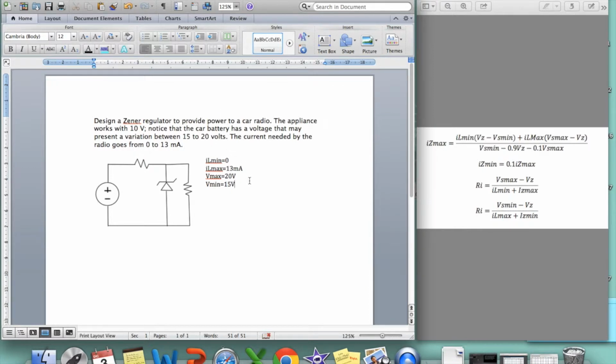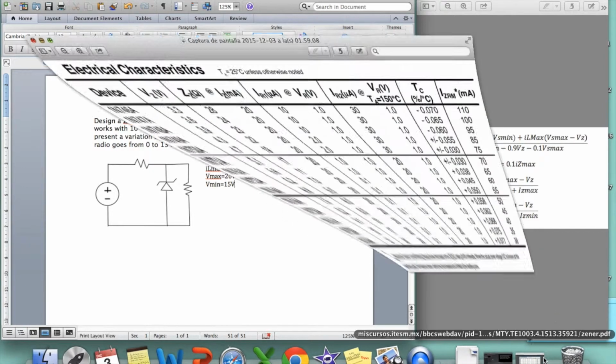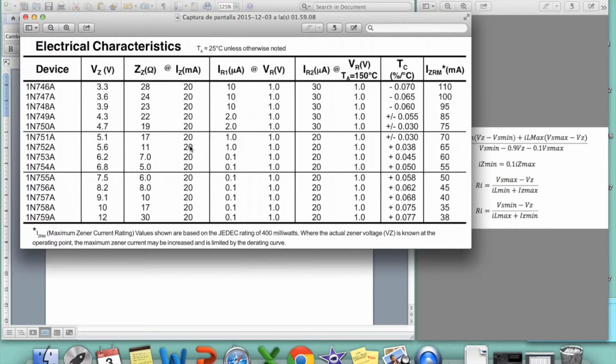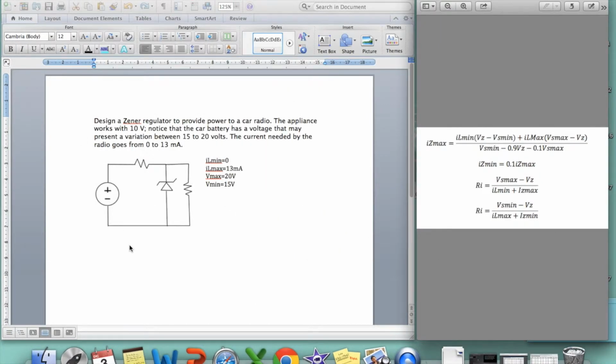They need at least 10 volts for the car radio to work, so we just go to our datasheet and find a Zener diode that gives us that voltage. We found out that 1N758A gives us exactly the 10 volts that we need and has an IZ maximum of 35 milliamperes. So next we're going to calculate the IZ max on the circuit and check that it isn't higher than the one in the datasheet, because if it is, the diode will burn.